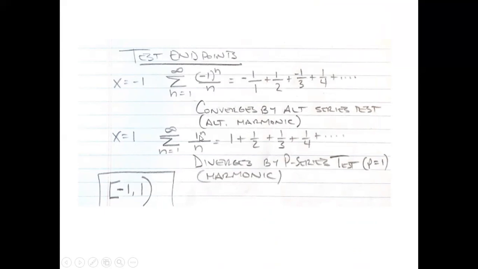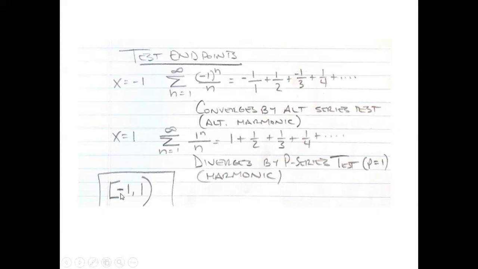When x equals 1 and you put that in there, I don't get an alternating series this time. I just get this series of 1 plus a half plus a third plus a fourth. But frankly, I notice this, it's really 1 over n. That's a p-series. So it diverges by the p-series test because I have a p-value that's equal to 1. Remember, less than or equal to 1 diverges for the p-series. And that's my harmonic series.